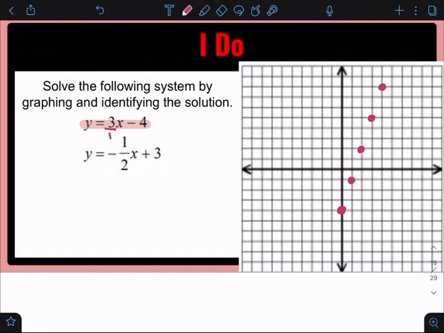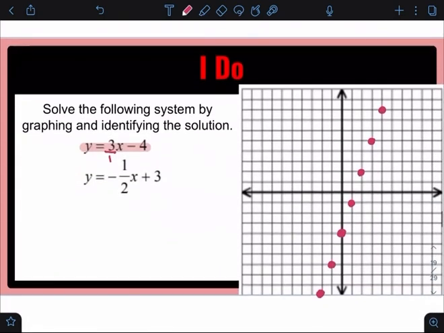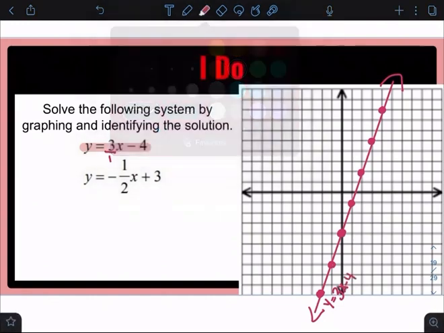I can't go up any more. Let me go down. Down 3, to the left 1. Down 3, to the left 1. And now, let's connect these points and put an arrow, and I'm going to label it. Right down here, I'm going to put y equals 3x minus 4, just so if I was somebody coming to grade this paper, I would know what I was doing.